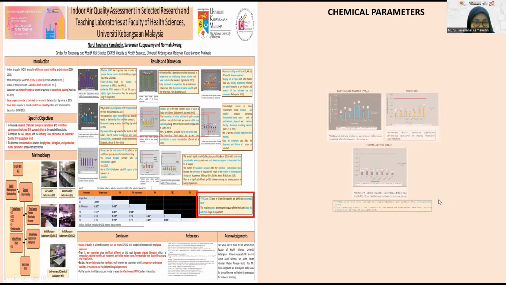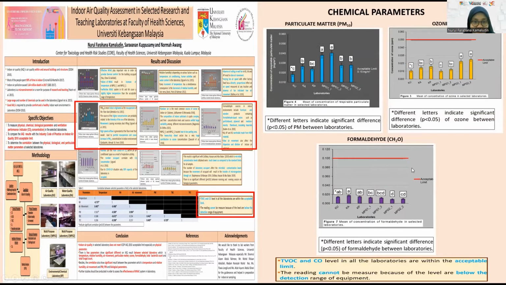Next are the results for chemical parameters. The readings for PM10, ozone, and formaldehyde at all sampling points did not exceed the acceptable limit. Meanwhile, TBOC, which stands for total volatile organic compounds, and also carbon monoxide levels at all sampling points were not detected, as the levels of TBOC and carbon monoxide were very low and below the detection range of the instruments used. Therefore, all chemical parameters meet the standard stated in ICOP-IAQ 2010.